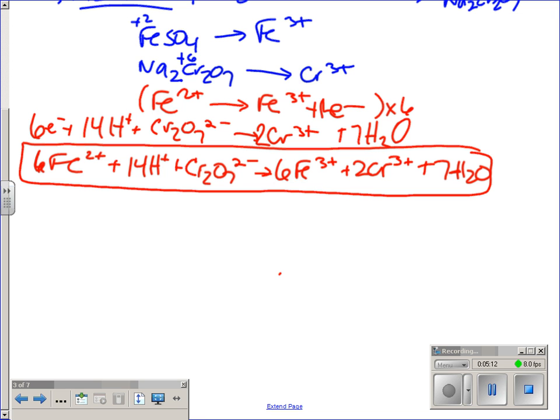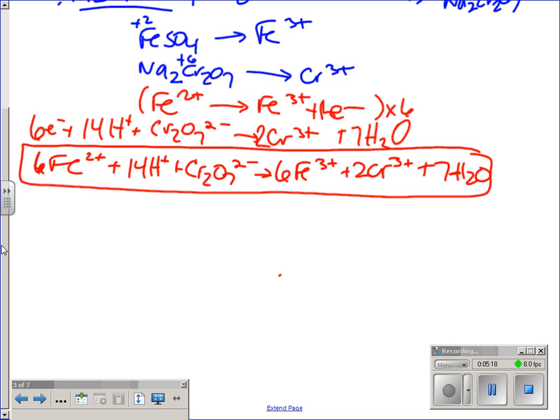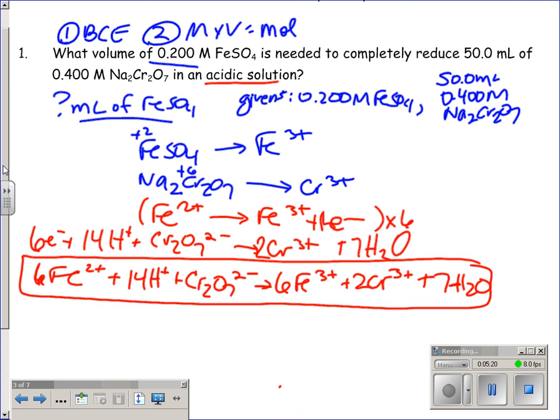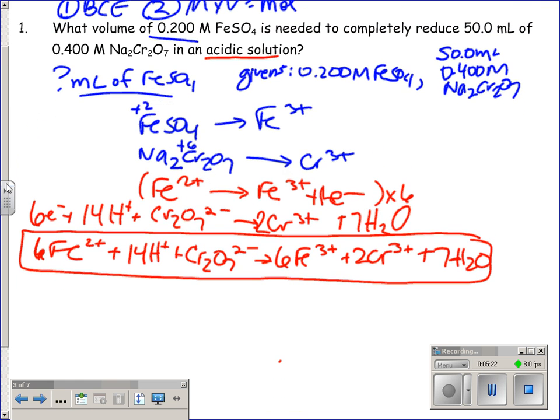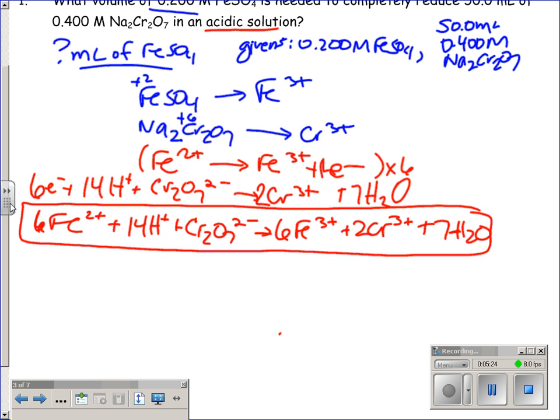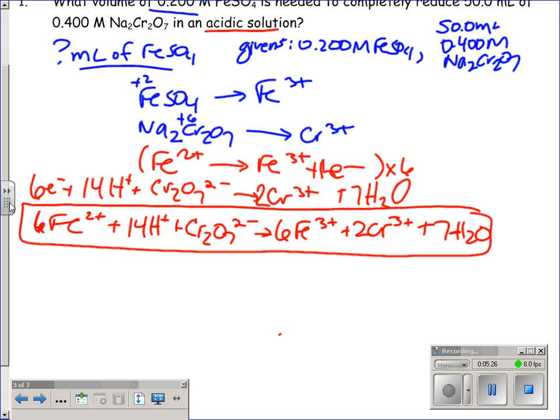We have a BCE. All right, what was the question, by the way? All right, so milliliters of our iron 2 sulfate, and we have to start with our given. So which one do you want to start with? Okay, tell me what I'm writing.